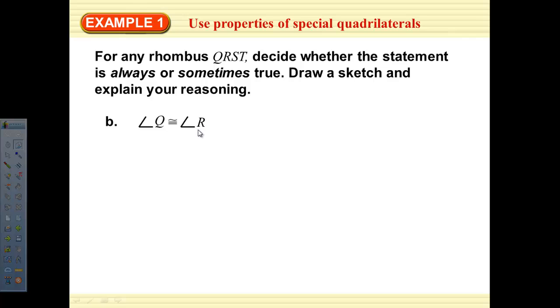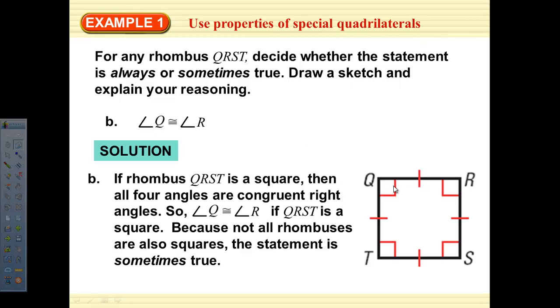We want to know if Q and R are congruent. Well, in this case, if we drew a picture, Q and R are right next to each other. So this would be true with a square, and since a rhombus is not the same thing as a rectangle, this would have to be a square in order for this to be true. So if it was a rhombus with all four angles congruent, then we would know that it was true. It's not true all the time, so this would be something that would be sometimes true.